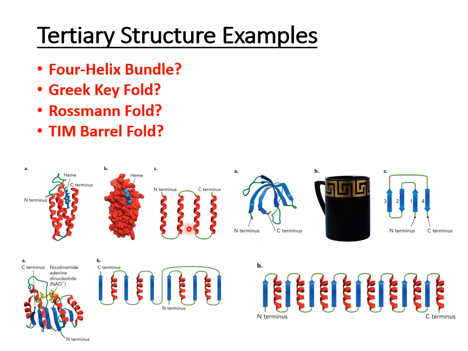So you have four helix bundle, all alpha helices, the Greek key fold, which is this ABC over here, which is all only beta strands. Then you have Rossmann, which is two distinct regions made up of alternating beta and alpha. And then you have the Tim barrel fold, which does not have distinct regions. It's all one set of alternating alpha beta.